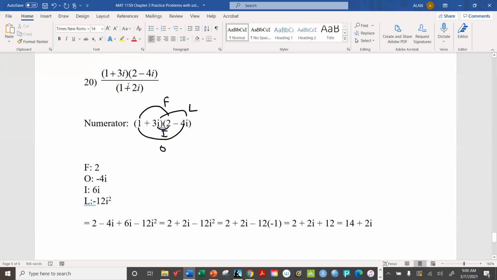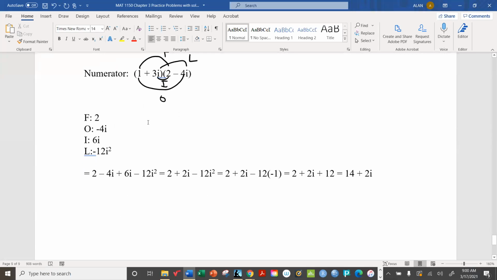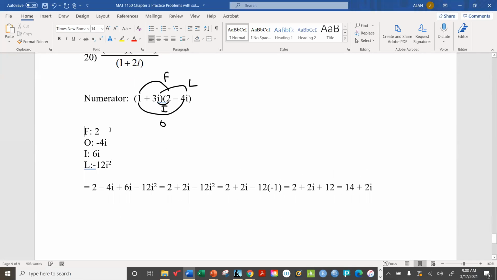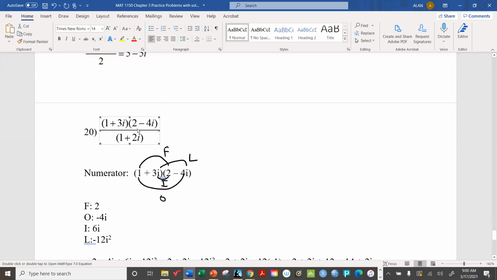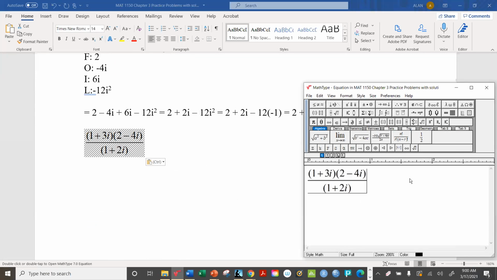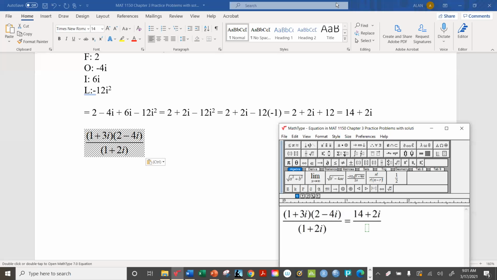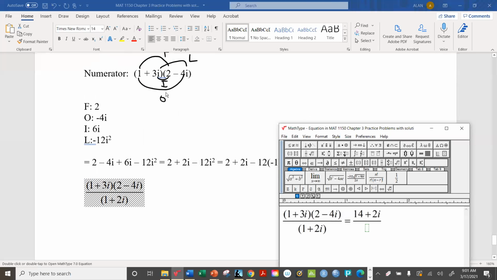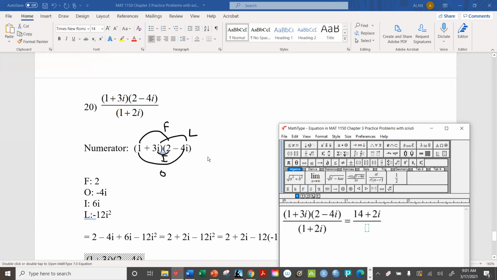And the denominator is 1 plus 2i. There isn't anything we can really do with that. So our original expression, though, can be rewritten in a slightly simpler form, which is really all we can ask for. In the numerator we have 14 plus 2i. In the denominator, it's 1 plus 2i.